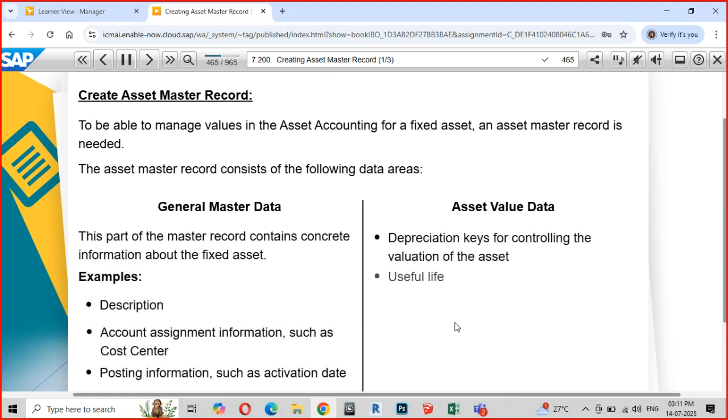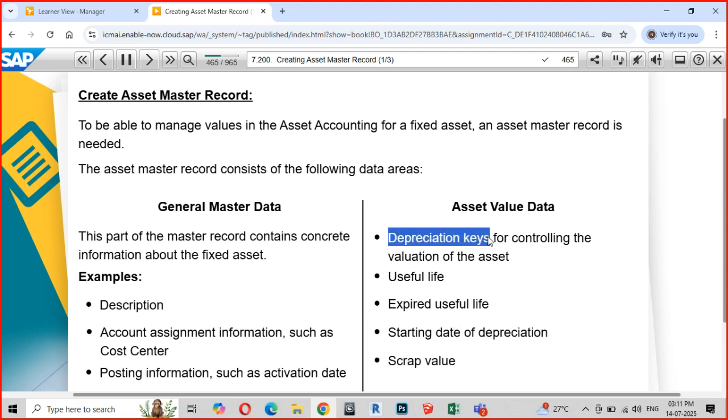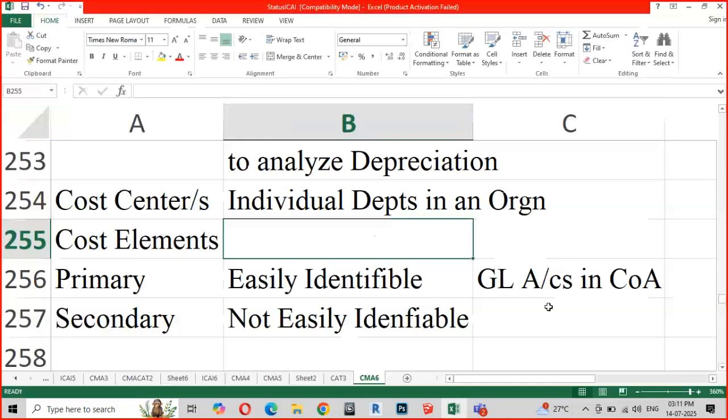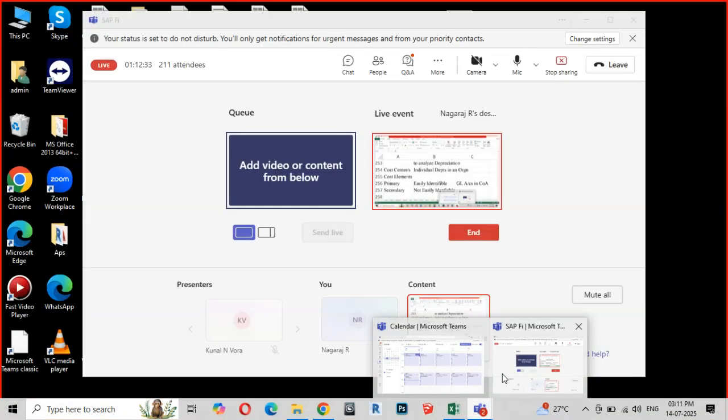So these are all self-explanatory. All right. So just hold on for the depreciation key, which is going to be my next topic. Let me just take up the question.